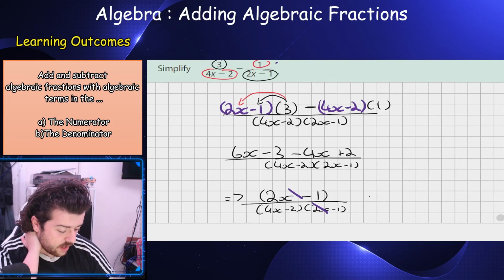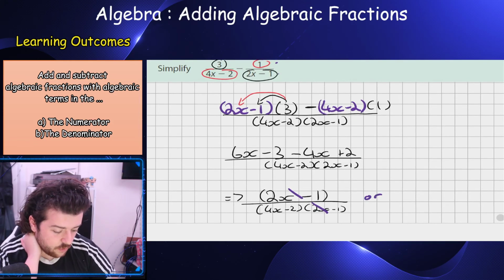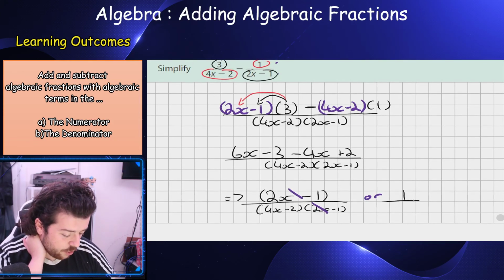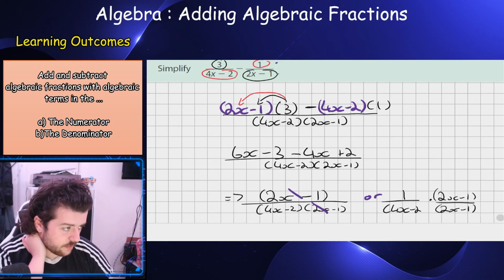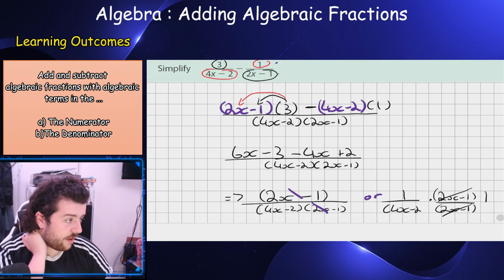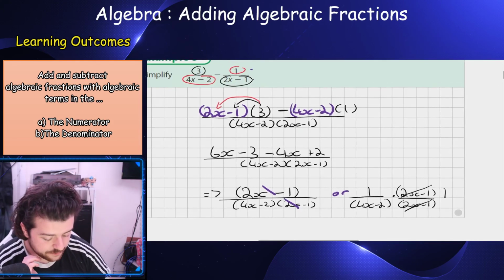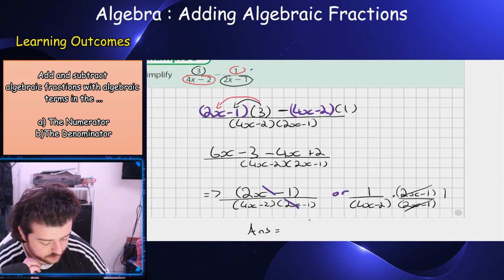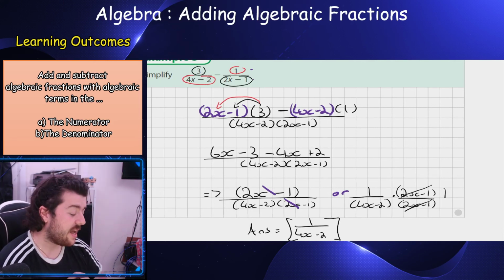Or to help you visualize it more, that's the same as me writing 1 over 4x minus 2 times 2x minus 1 times 2x minus 1. And then, well, that's just going to go to 1. So therefore, my final answer is going to be 1 over 4x minus 2. And that's my answer, fully factorized and fully simplified.